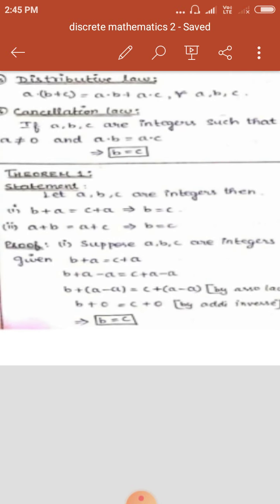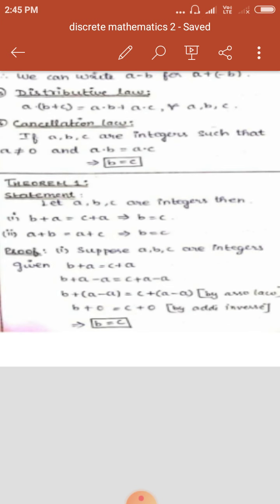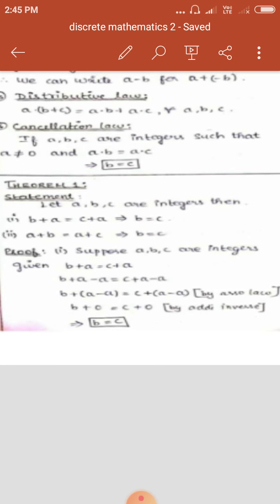What is given? B plus A is equal to C plus A. So next step, we subtract A on both sides. We get B plus A minus A is equal to C plus A minus A. The next step is associative. Just put the bracket: B plus of A minus A is equal to C plus of A minus A. A minus A, that is additive inverse property. A minus A is nothing but 0. So B plus 0 is equal to C plus 0. So we get B is equal to C. So this is for the first one.